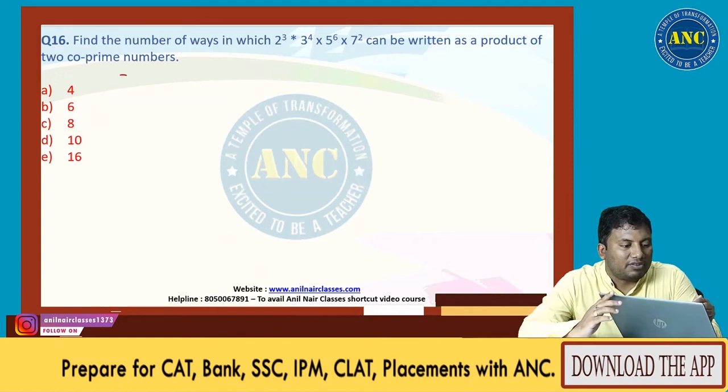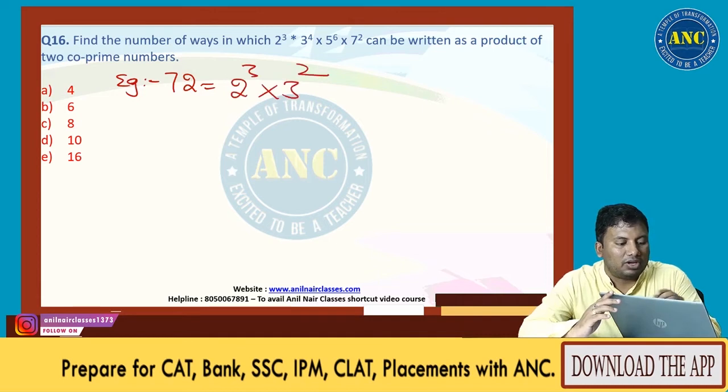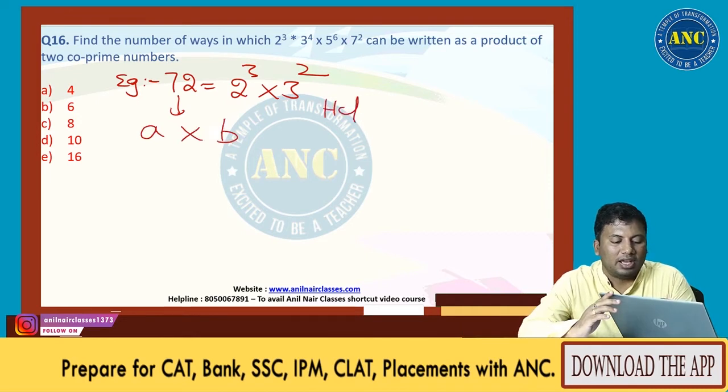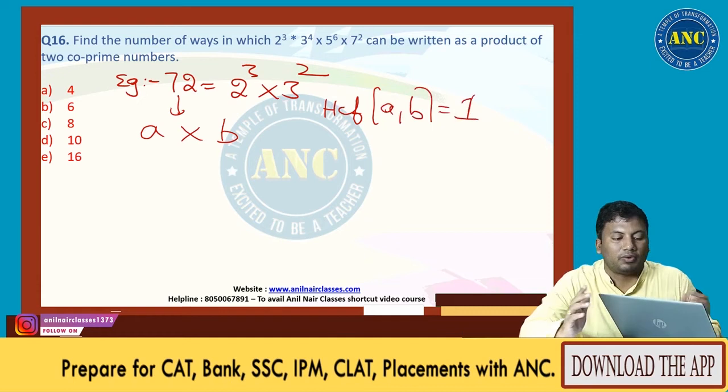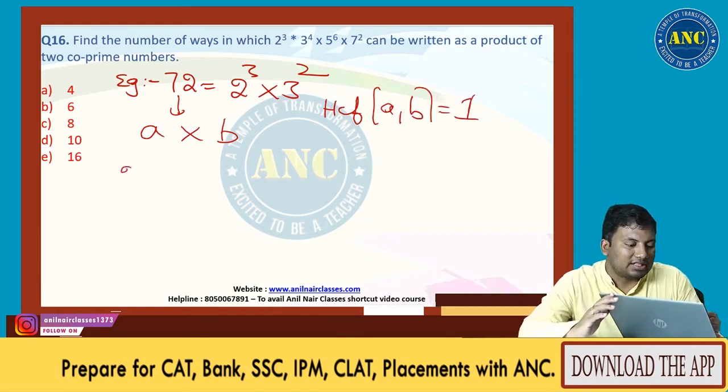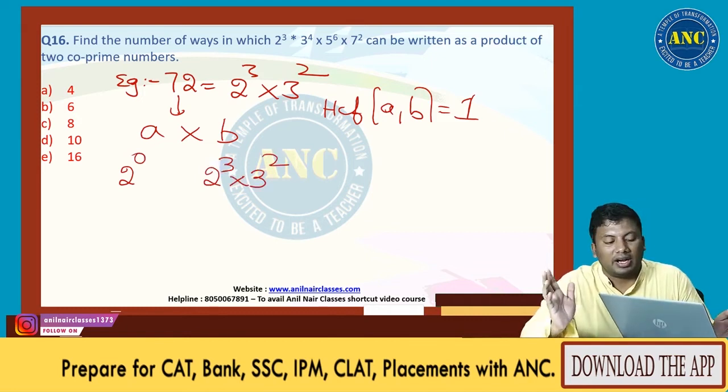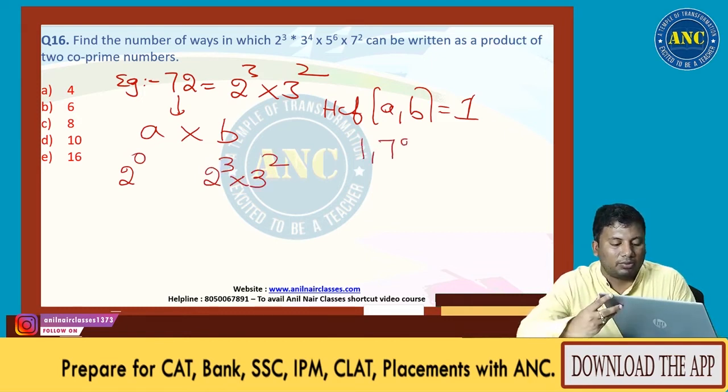Now, suppose I take an example, 72. 72 is nothing but 2 power 3 into 3 square. I need to write it as A into B, where A and B are co-prime, so HCF of A comma B is equivalent to 1. Can I say, here it is 2 power 0, and here it is 2 power 3 into 3 square. 1 and 72 are co-prime to each other.